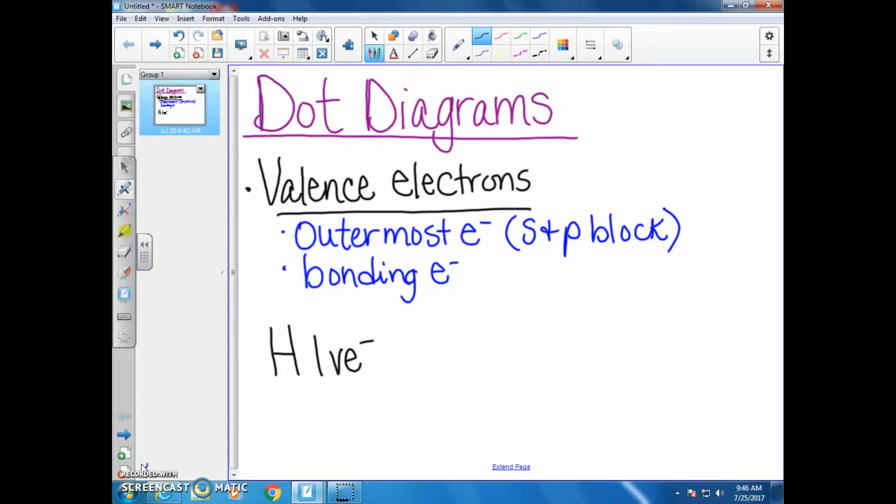When you get over to something like oxygen, oxygen is in group 16, so we take the 1 off, or subtract 10, and it has 6 valence electrons. The maximum number of valence electrons that an element will have is 8. That meets the octet rule.